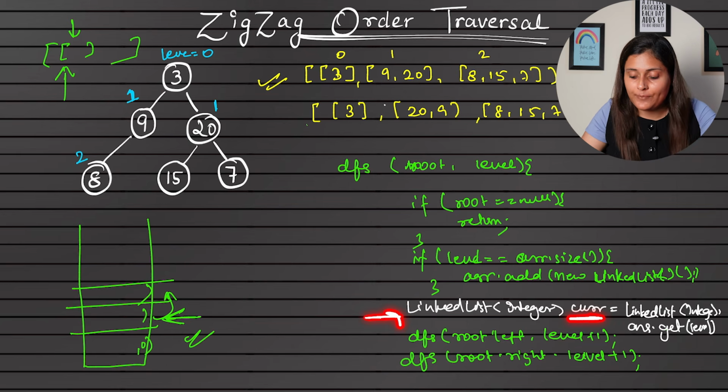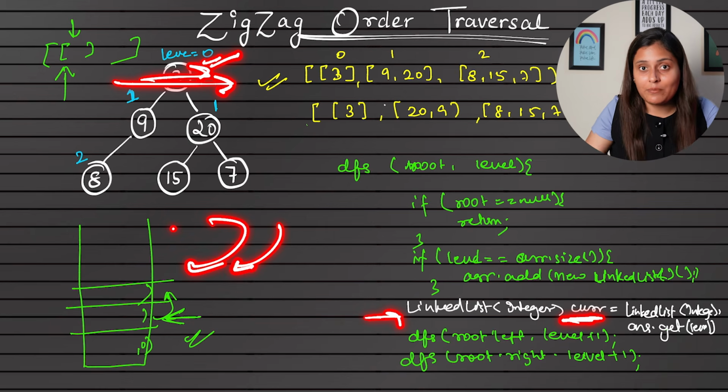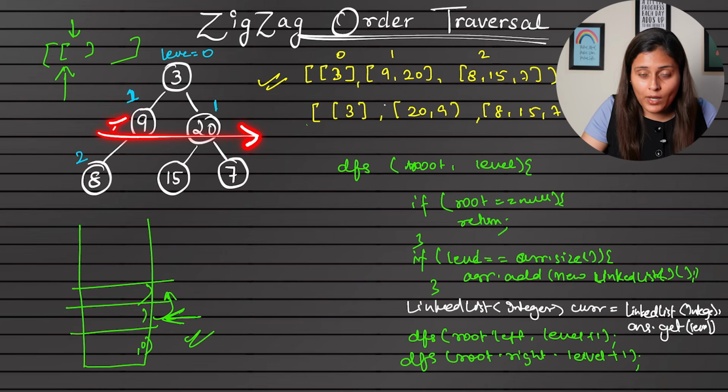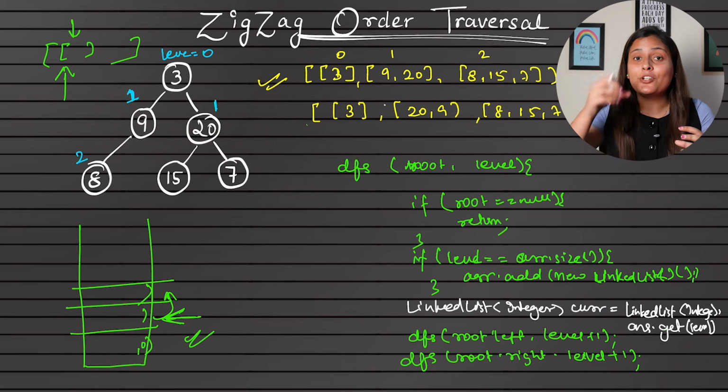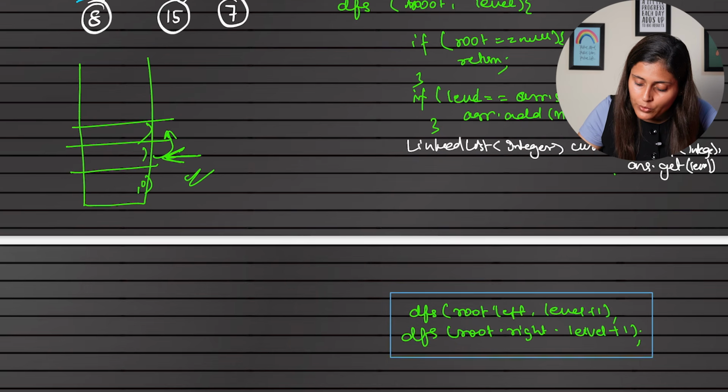Now what is the task? What is the level? Initially level is 0. So can I say if my level is even, I will insert in this current from the last side, means current dot add last. Now next time if level is 1, if it is odd, then current dot add first, what? Node dot value. So let's move this piece of code here.